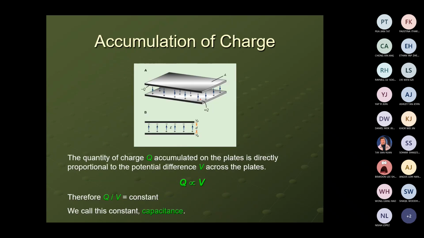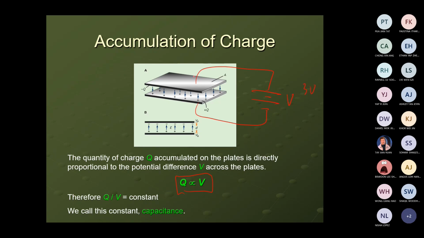Okay, now we slowly get into the calculation part. A capacitor is actually made of two parallel plates. In between there is vacuum, sometimes an insulator. The quantity of charge accumulated on the plates is directly proportional to the voltage. You want to store more charge on the plate? It depends on the voltage you apply.